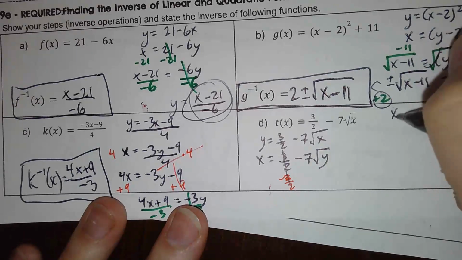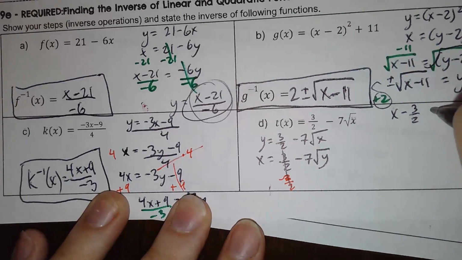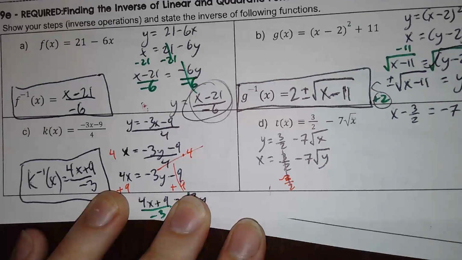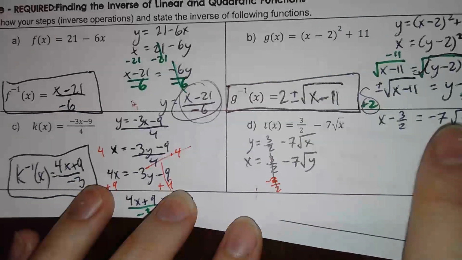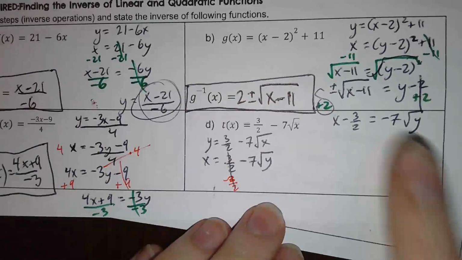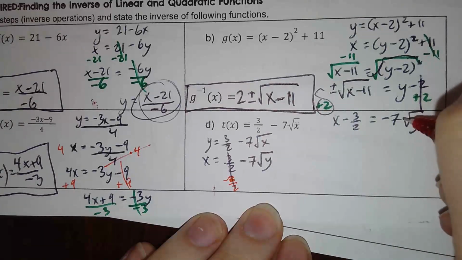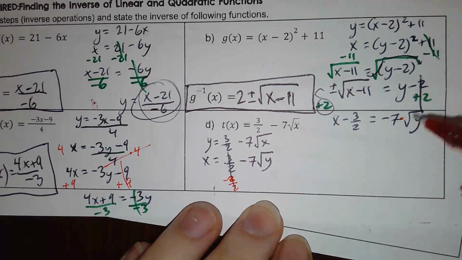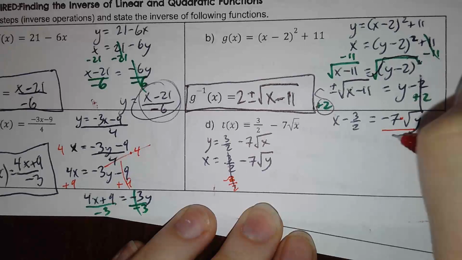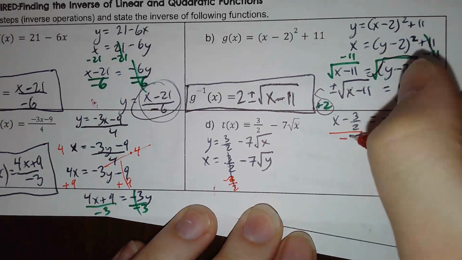Leaving us with x minus 3 over 2 equals negative 7 root y. I want to get rid of the negative 7, so I'm not going to add 7 because this is multiplication. The opposite of multiplication is division, so I'm going to divide by negative 7.